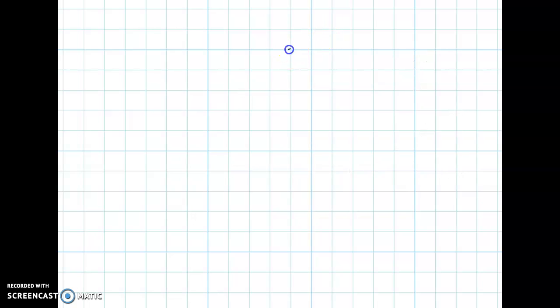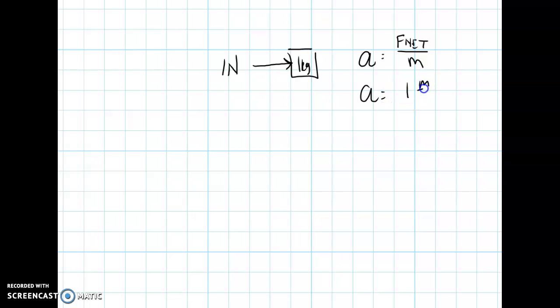So if we have a 1 kilogram block again, and again we're going to apply a force of 1 Newton to it. So if we were to use Newton's second law, a equals your net force divided by the mass, we would get an acceleration of 1 meter per second squared. So if we were to triple the force and also triple the mass, what do we expect the acceleration to look like?